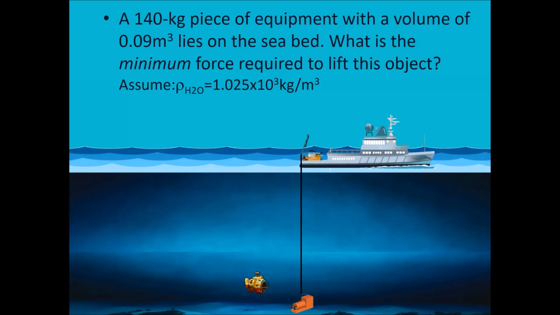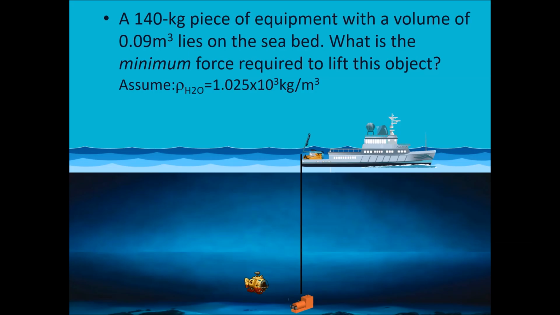So let's take a look at an example. Here we have a 140 kilogram piece of equipment with a volume of 0.09 cubic meters lying on the seabed. What is the minimum force required to lift this object? And we're going to assume the density of seawater is 1.025 times 10 to the 3 kilograms per cubic meter.